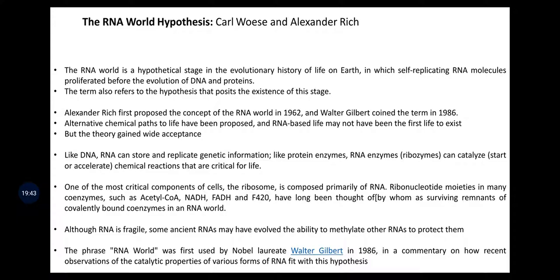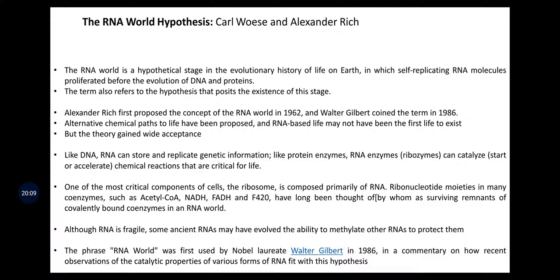Remember here, two things need to be remembered. The concept was proposed by Alexander Rich in 1962 and it was coined by Walter Gilbert in 1986. Alternative chemical paths to life have been proposed and RNA-based life may not have been the first life to exist, but the theory gained wide acceptance.